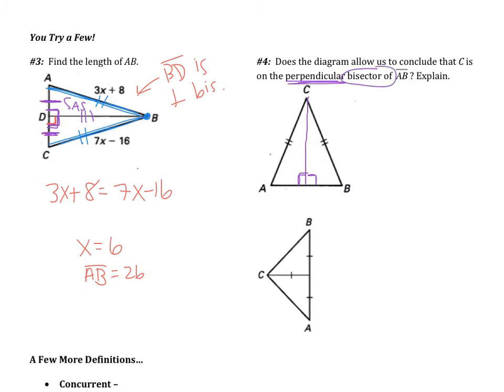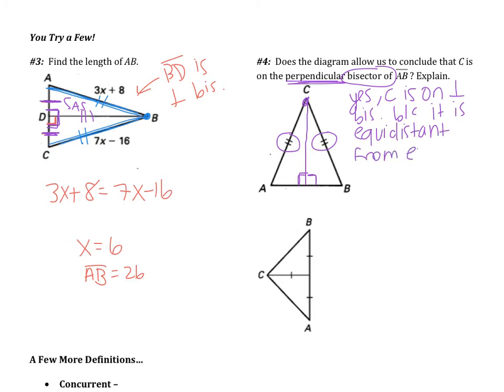Two ways to think about this. The first way is the Perpendicular Bisector Theorem, which says if a point is equidistant from the endpoints of a segment, then it's on the perpendicular bisector. In this case, my point C, is it equidistant from the two endpoints? Well, yes, I see that CA and CB are congruent, so C is on the perpendicular bisector. So that's the first way of thinking about it. So I'm going to say yes, C is on the perpendicular bisector because it is equidistant from the endpoints.